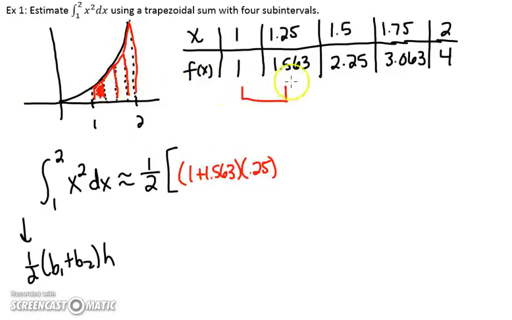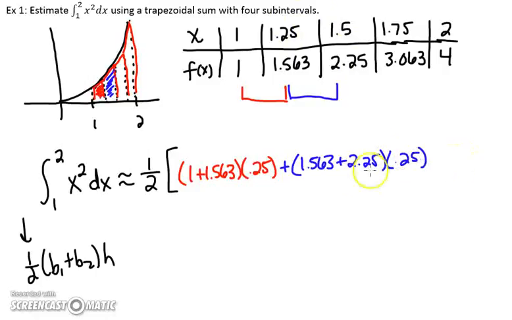Now if we think about the second one, it would be this little trapezoid here. So again, we would have this 1/2, but we factored that out. So we've got to think about the sum of the bases. Well, again, we're talking about the vertical parts. So the vertical parts are my y values. So 1.563 plus 2.25 times the height, which is going to be the change in the x values. So going from 1.25 to 1.5 is going to be another 0.25.